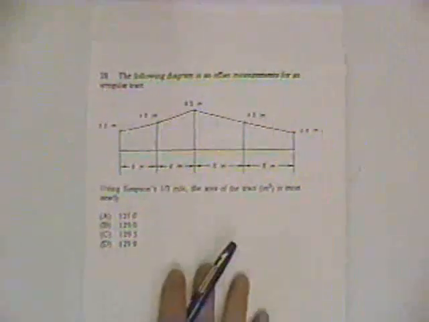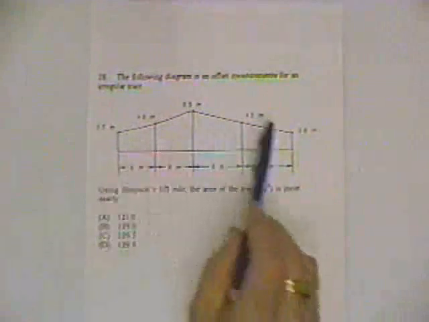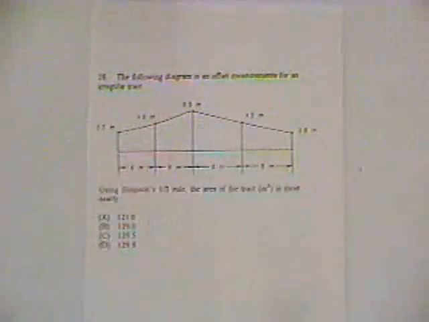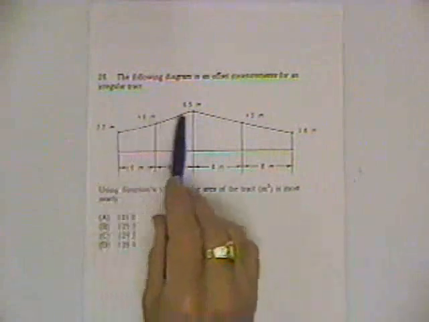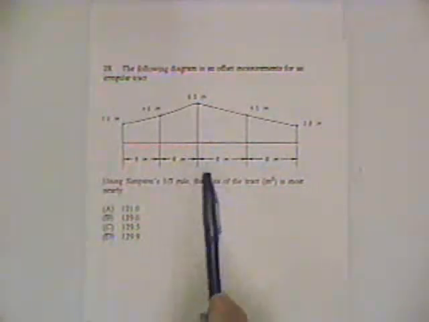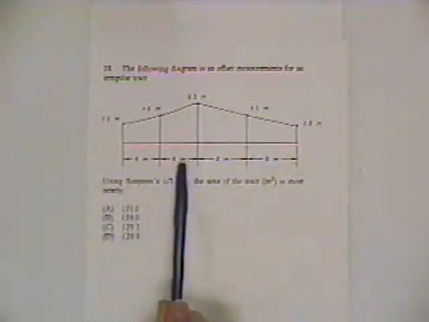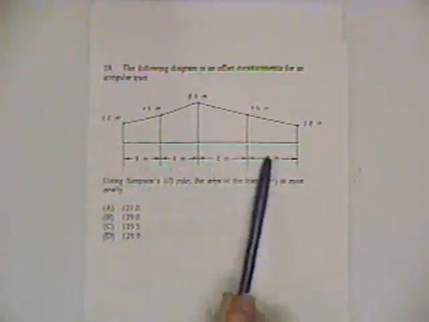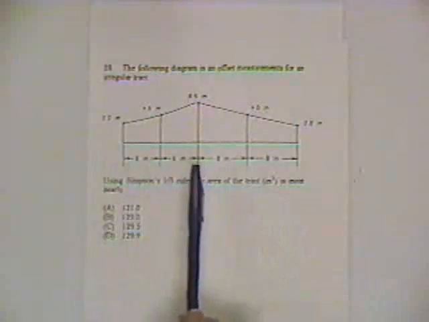Here's an example of another problem that would require you to use Simpson's rule. This is a problem in which you have an irregular tract of land, and the problem specifies that you need to determine the area of the tract, so in effect you're calculating the area under that curve. The important thing to note is that the data is given where you have 1, 2, 3, 4 segments, but the segments have different values of delta x.